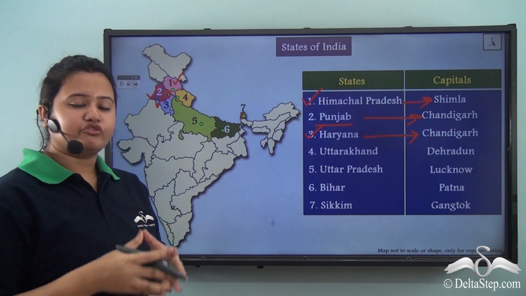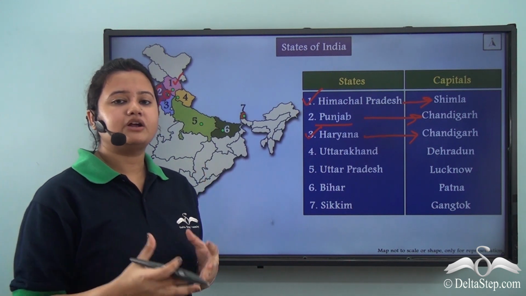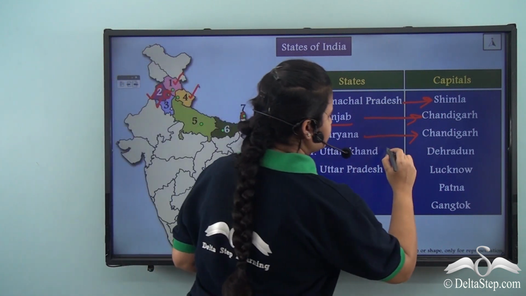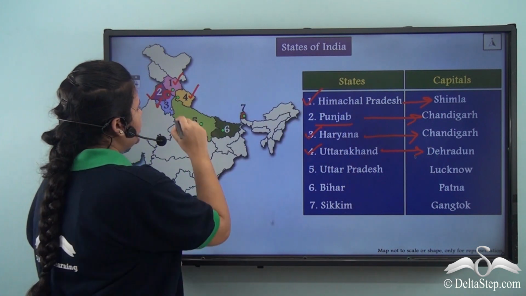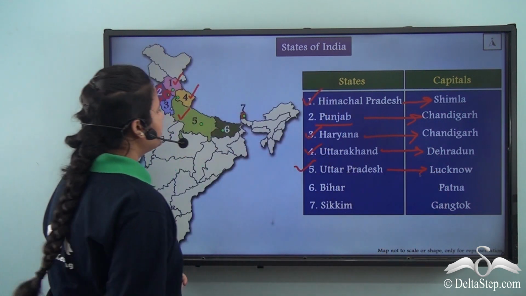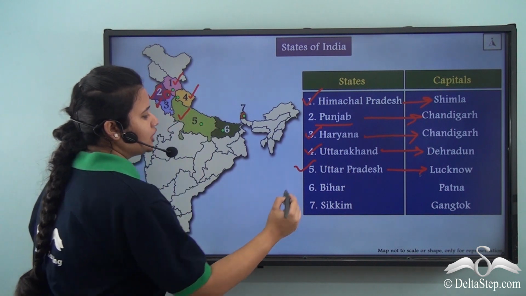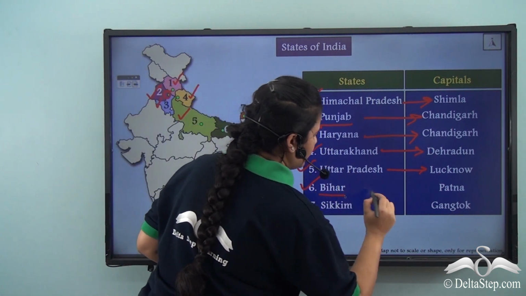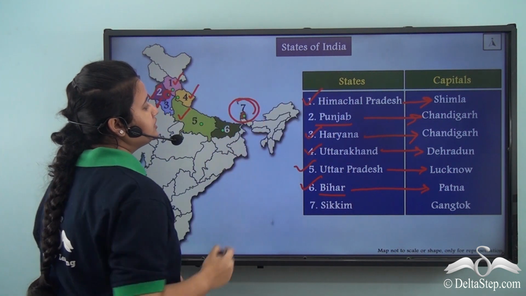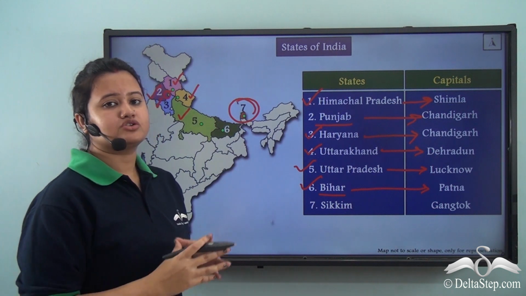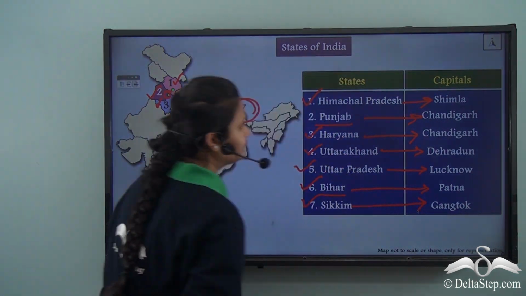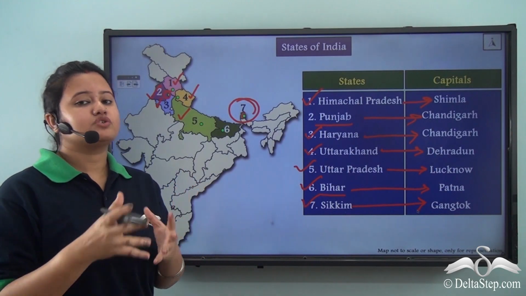The other states of India situated in the northern part of the country are Uttarakhand, with its capital at Dehradun. Then we have Uttar Pradesh with its capital at Lucknow. To the east of Uttar Pradesh, we have Bihar with its capital at Patna. And another important state lying in the northern part of our country is Sikkim with its capital at Gangtok. Now let us know about other states of India.